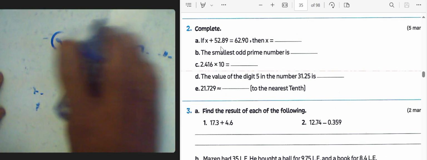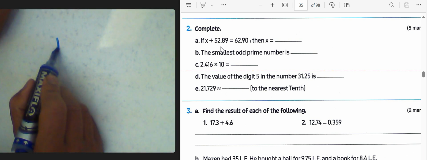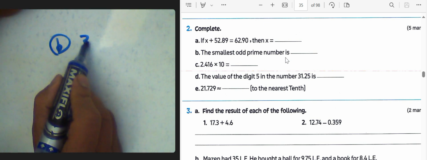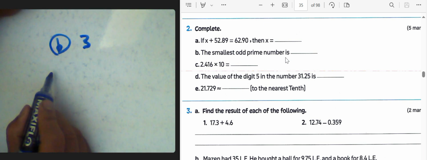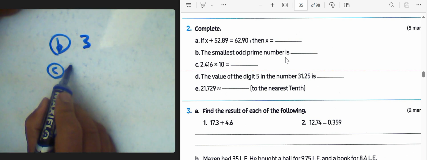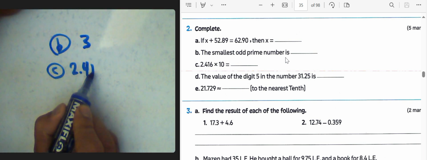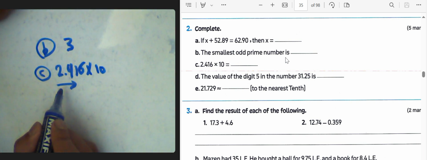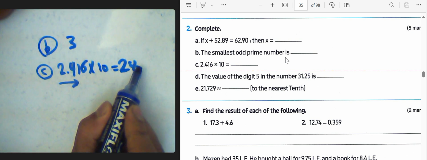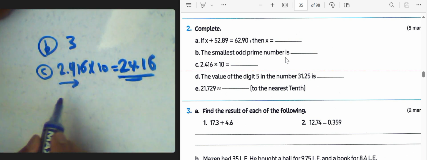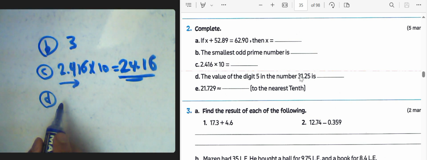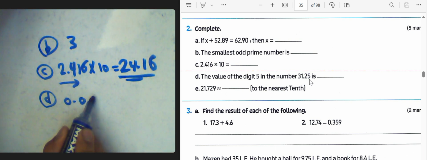That was letter A. Letter B. The smallest odd prime number will be 3. Letter C. 2 and 416 thousandths product by 10. We must move the point to the right-hand side by 1 place. Then we can write 24.16. Letter D. The value of the digit 5 in the number. 5 here lies in the hundredths. So we can write 0.05.